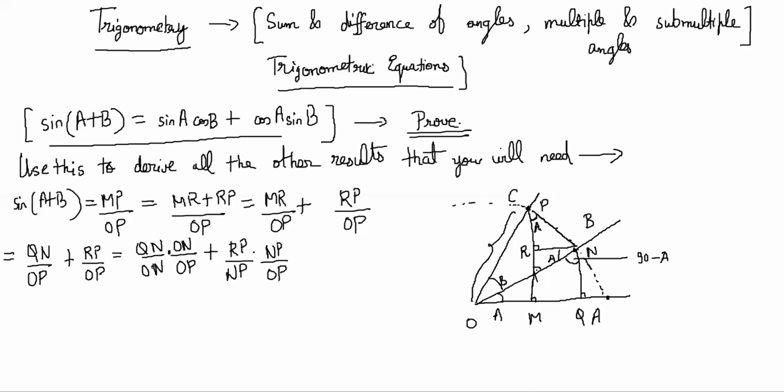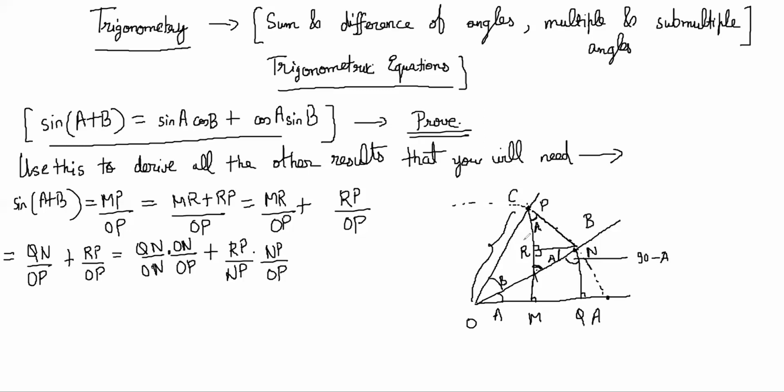Angle RPN is equal to A. RPN, correct. Think about it. If in this right angle triangle this is A, then this is 90 minus A, no? If you look at RPN, this right angle triangle, right? So then clearly, if this is 90 minus A, then this must be A, right?